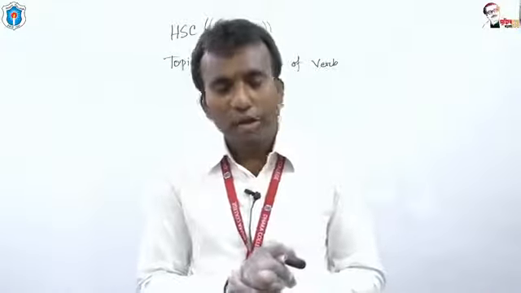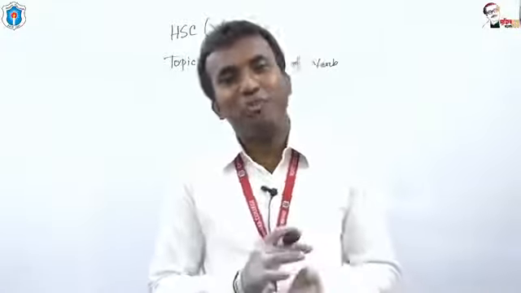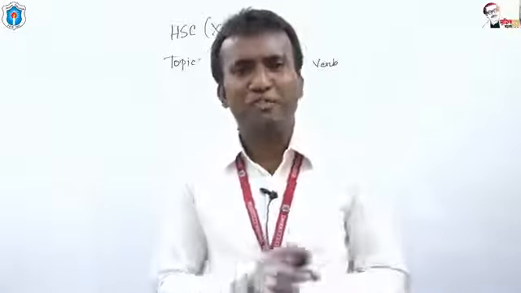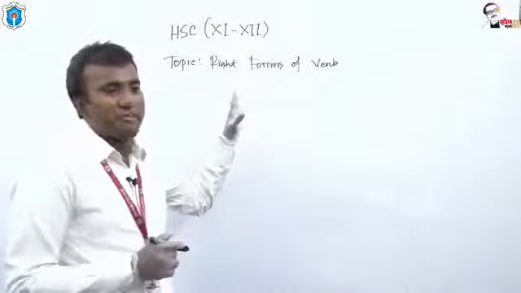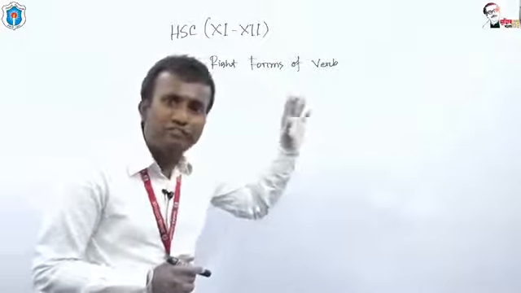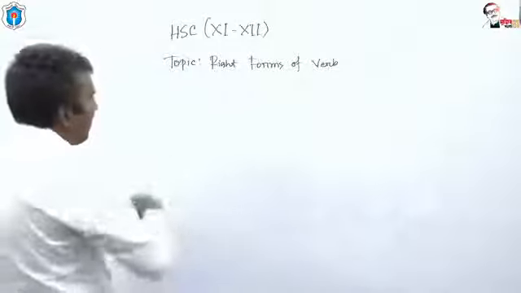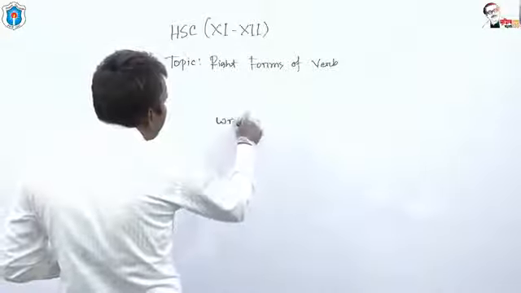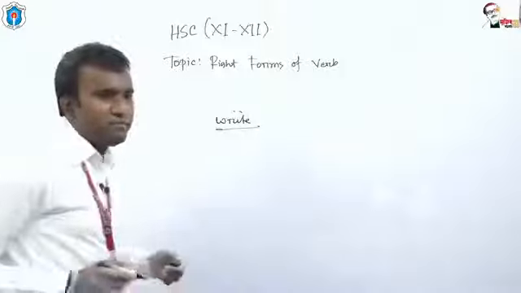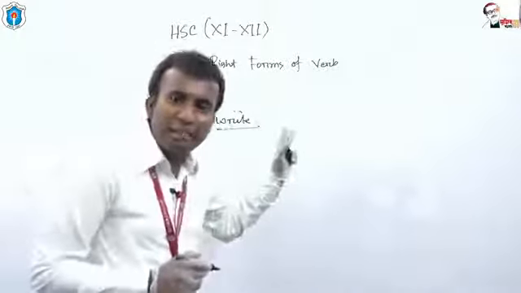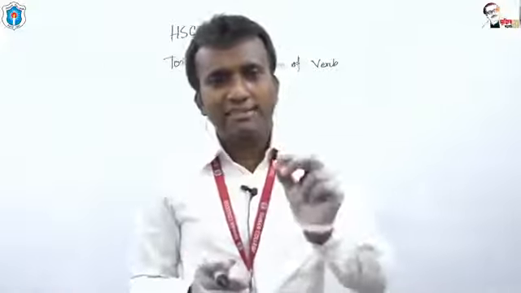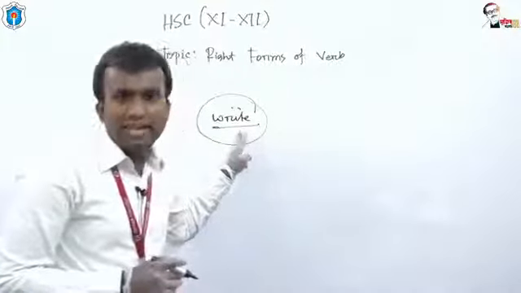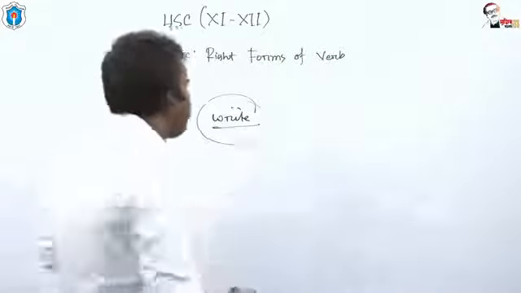Okay, so my dear students, let us start with the definition. What is right form of verb? Okay, look at the board. Right forms of verb. If I say write is a verb, look at the board. Write is a verb. This verb has some forms. Write is the best form, I can say.